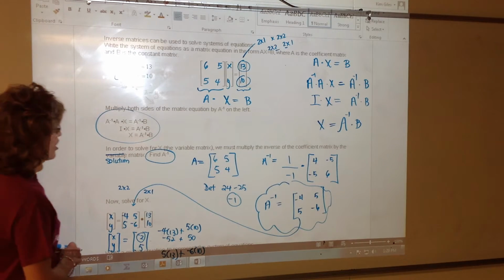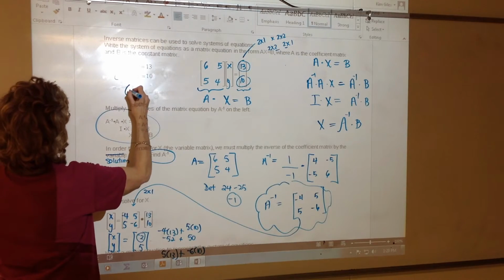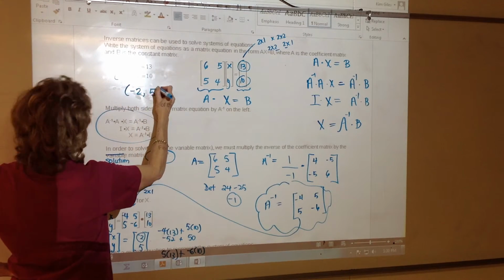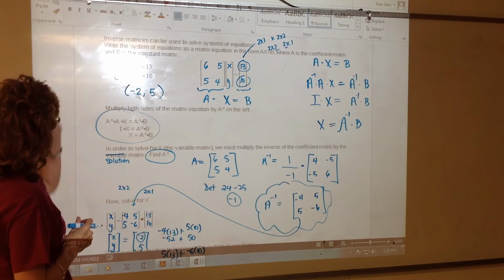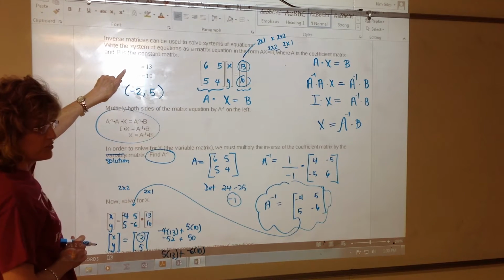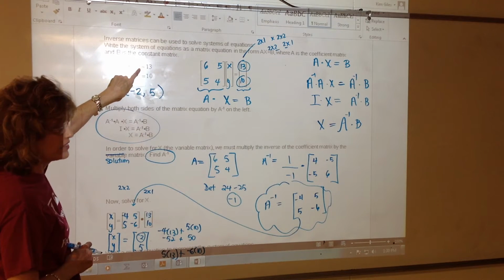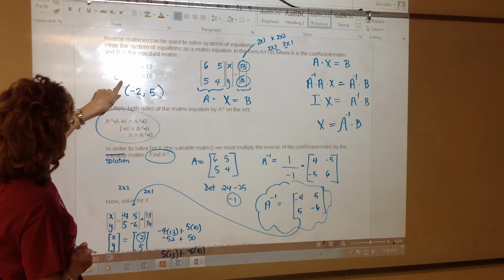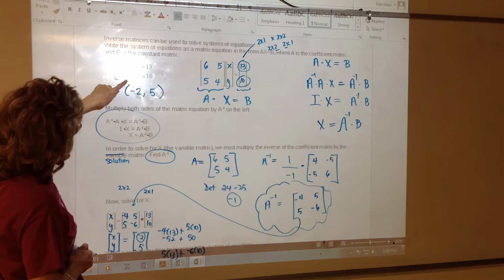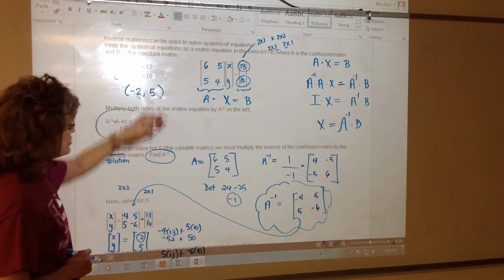So you just solved this system of equations. The solution is negative 2, 5. Check it. 6 times negative 2, negative 12. 5 times 5, 25. Negative 12 plus 25, yep, you get 13. 5 times negative 2, negative 10. 4 times 5, 20. Negative 10 plus 20 gives you 10.